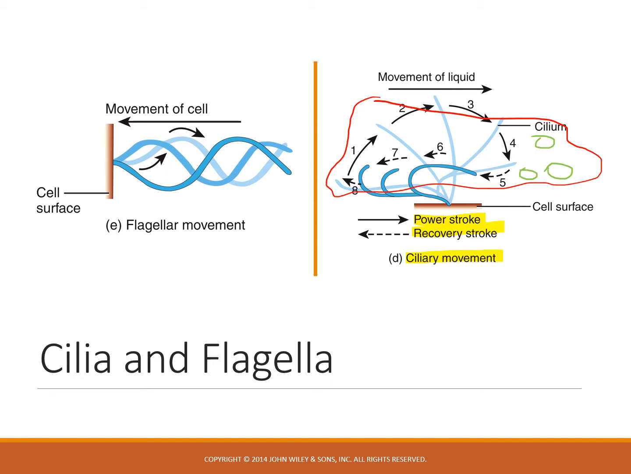Flagella, on the other hand, generate forward motion by rapidly wiggling in kind of a wave-like pattern. As you can see here on the left side, this is the flagellar movement. The only example of flagellum in the human body is a sperm cell's tail, which propels the sperm toward the oocyte in the uterine tube. You can see here it's kind of a wave-like movement going up and down, moving the cell forward.